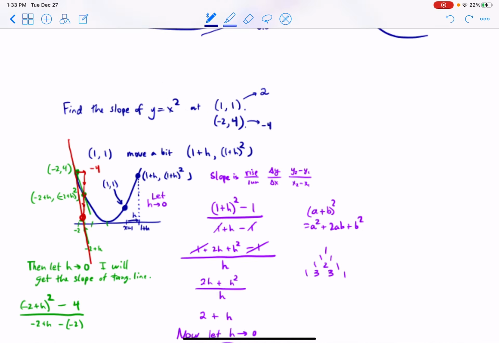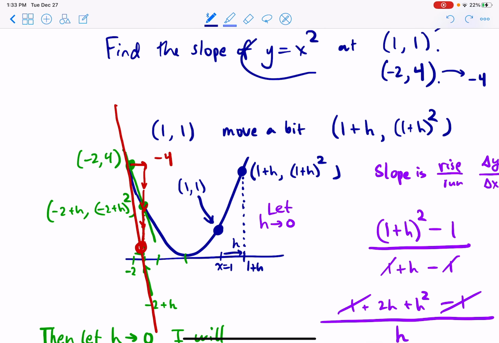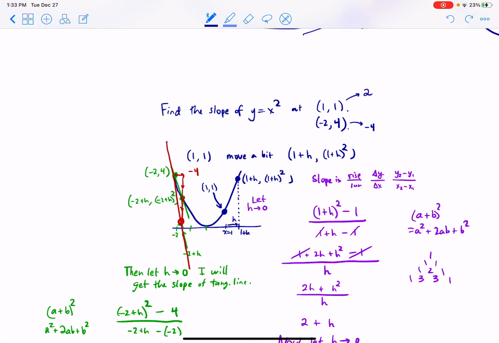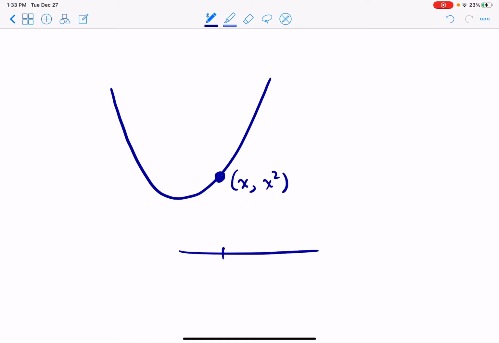So let's go back to our old example of y equals x squared. We found the slope at this point is 2, and at this point is negative 4. So how do we find the slope at every point? So what we do is we think, what if we're at some arbitrary point, x comma f of x, which in this case is x squared. Then we'll just take whatever that x value is and nudge it, move it a little bit by h to get to the point x plus h.